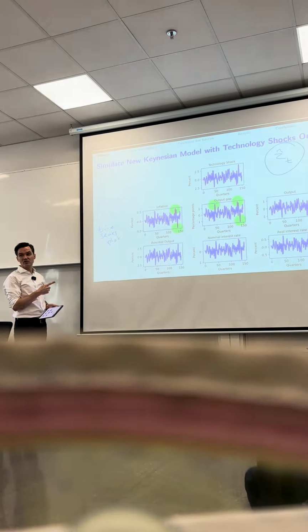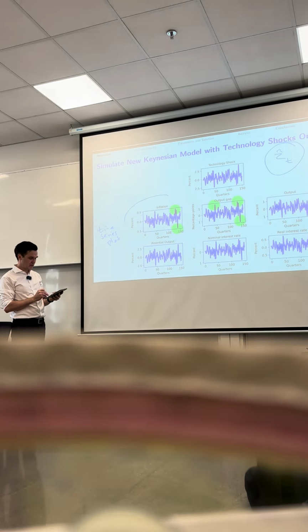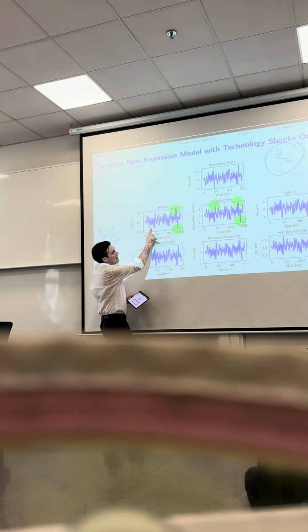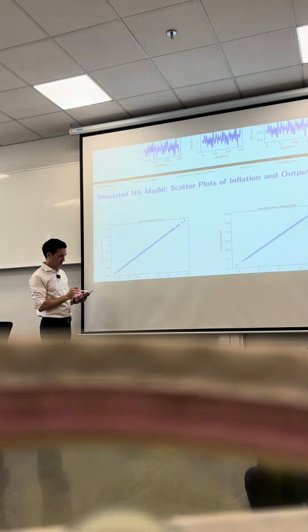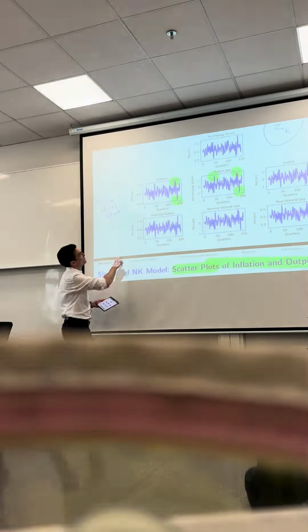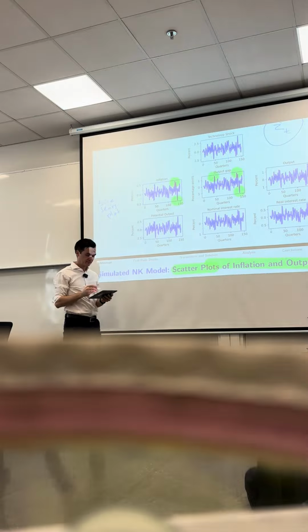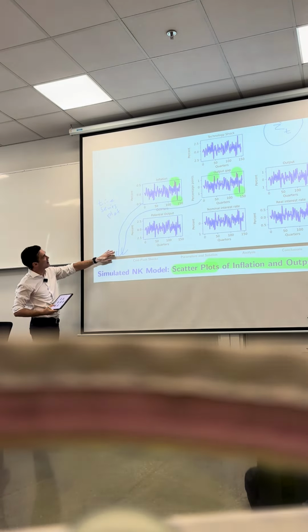What I'm going to do next is a scatter plot. I'm going to take the output gap and inflation data and put that into a scatter plot. That's what we have on the next slide. So these are the scatter plots of inflation and the output gap coming from this model. Let me pull this down, so this is going to go there, and then this goes into the next slide.